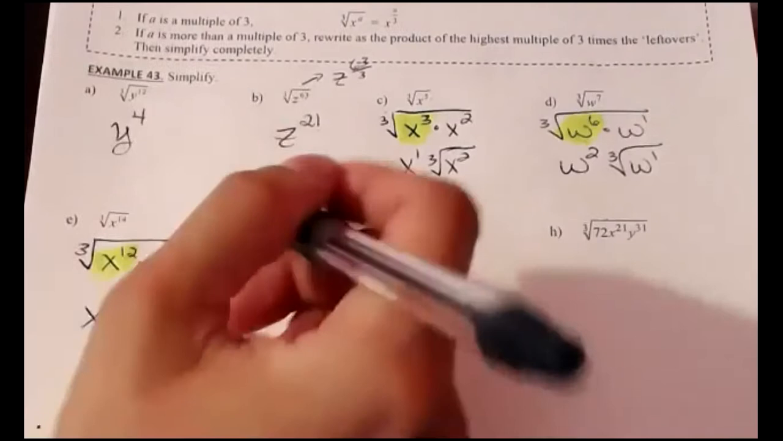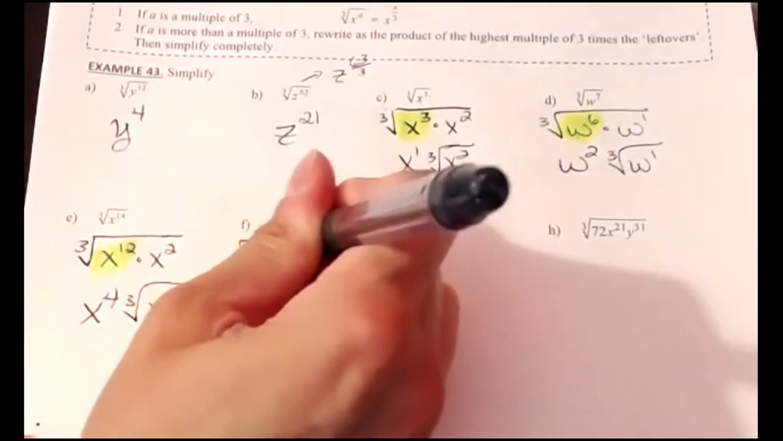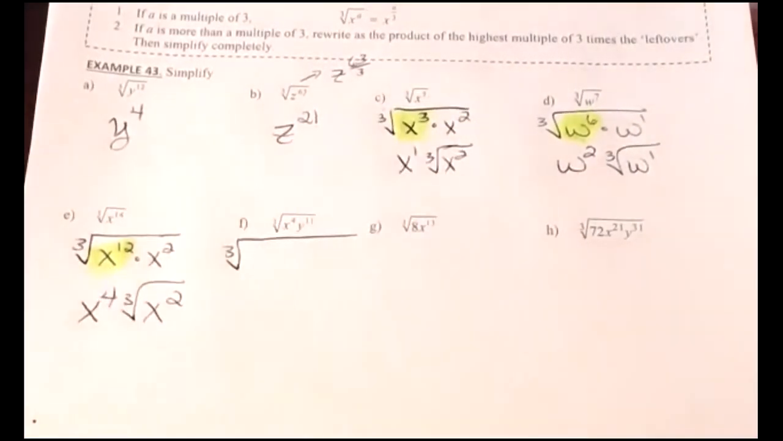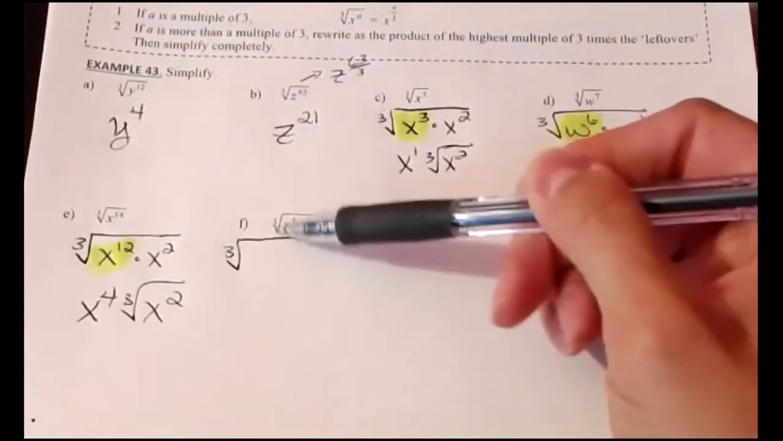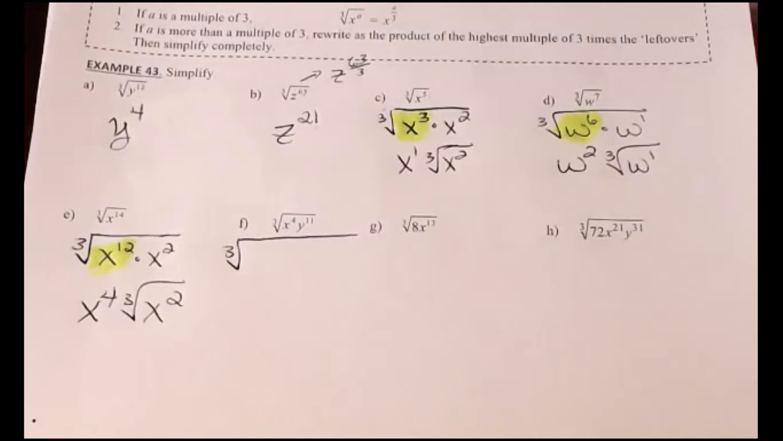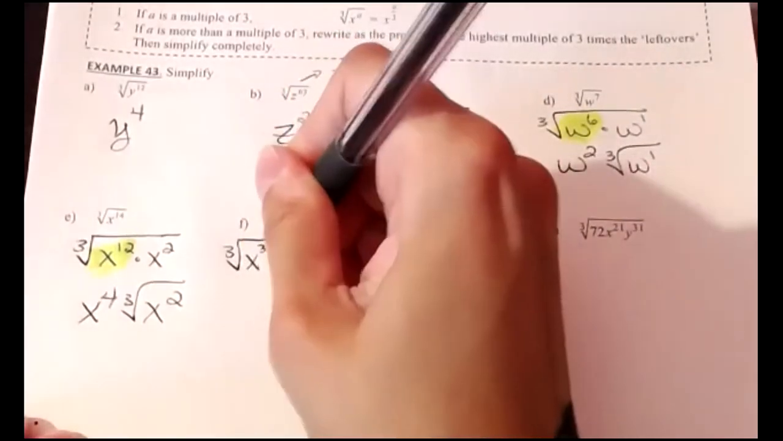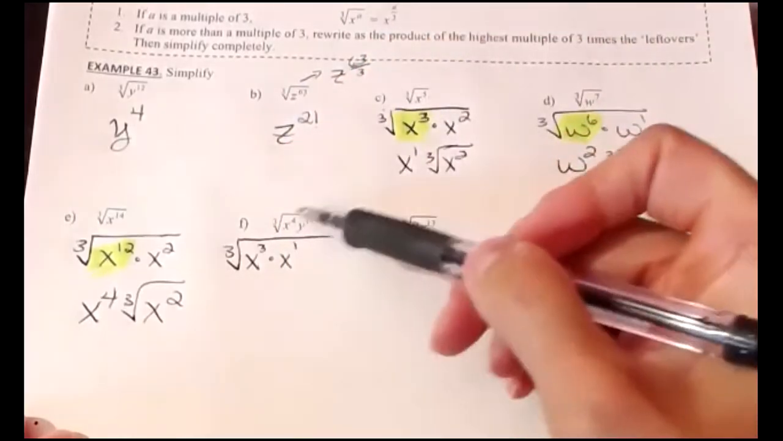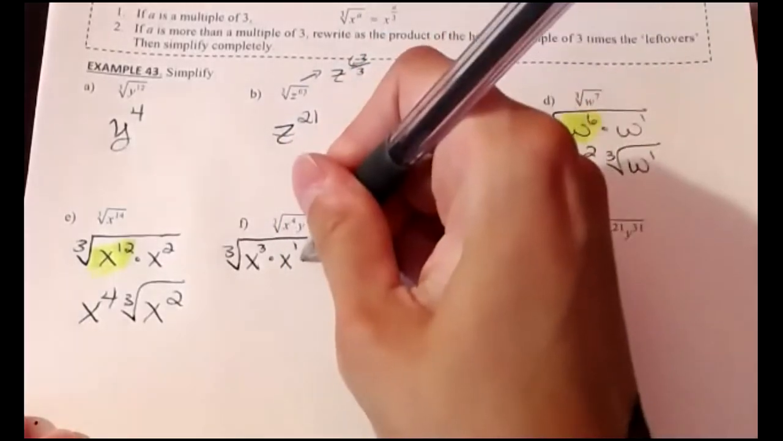Let's see. I like this. Start with x to the 4th. How would you break this down? Can we take like x to the 3rd, then x to the 1st? Yes, beautiful. What about y to the 11th?